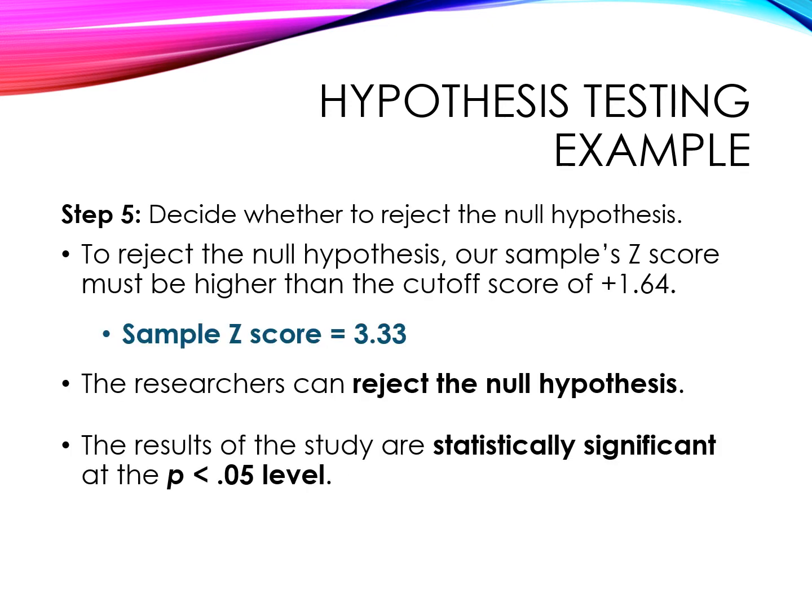Okay, now we decide whether to reject the null hypothesis. Step 5, to reject the null hypothesis, our sample z-score must be higher than the cutoff score of 1.64. Our sample z-score is 3.33, so we can reject the null hypothesis, and this is when rejection is very good. Results of the study are statistically significant, that's easy for me to say, at the p less than 0.05 level, because that's the 5% level, okay? All right.